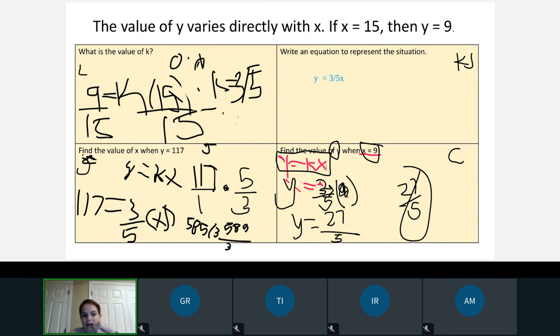Yep, Jania, so 585 divided by 3. Go ahead and divide that. It will give you a whole number. We'll write it in blue. What's your whole number? $195, right? $195?